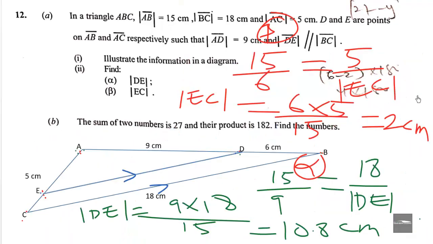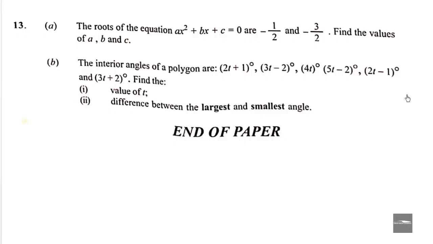Now let's proceed to question number 13. The roots of the equation ax squared plus bx plus c equals 0 are negative half and negative 3 over 2. Find the values of a, b, and c. This question is just saying that a quadratic equation has roots negative half and negative 3 over 2. Find the values of a, b, and c.